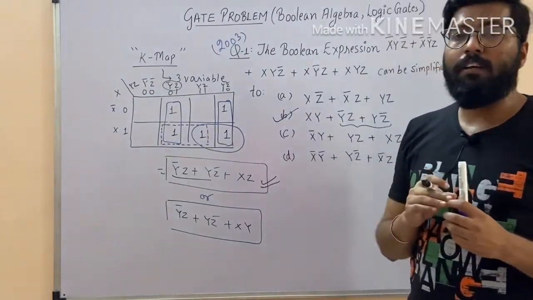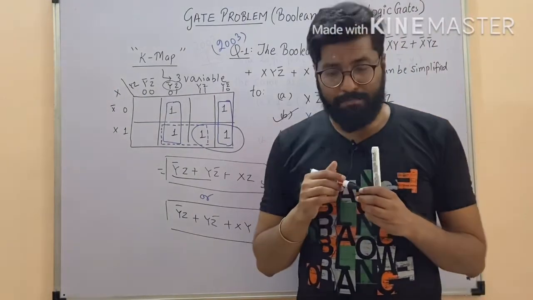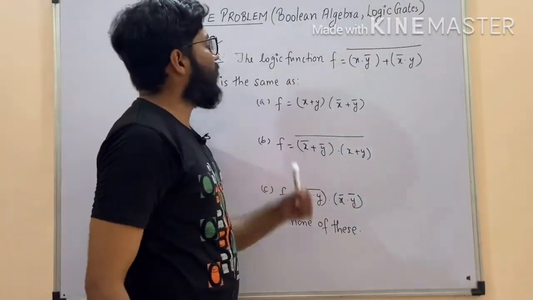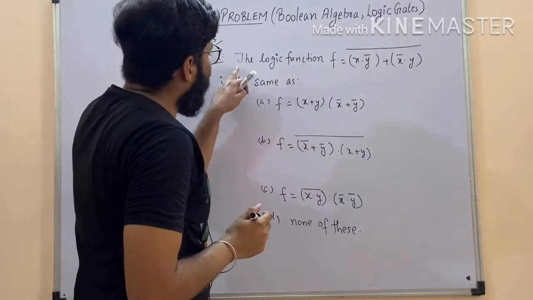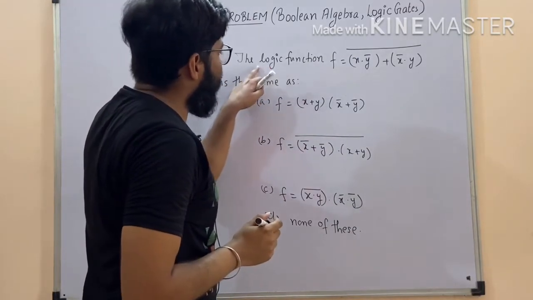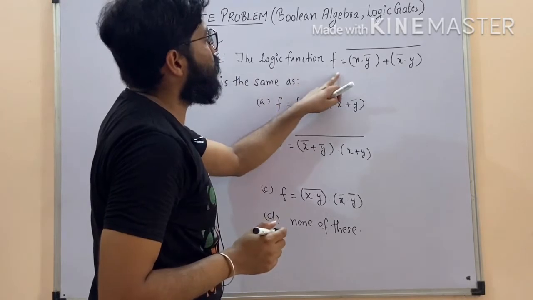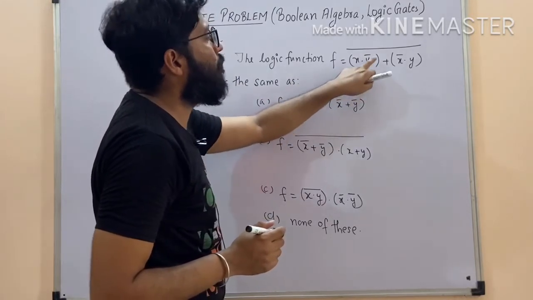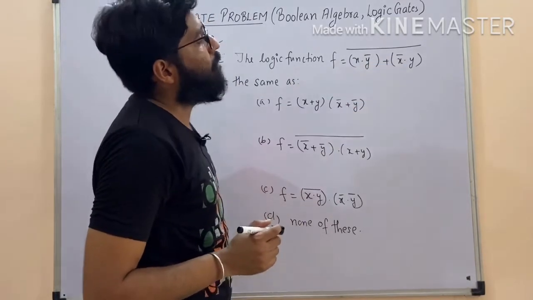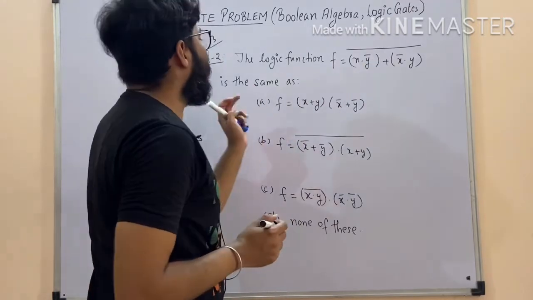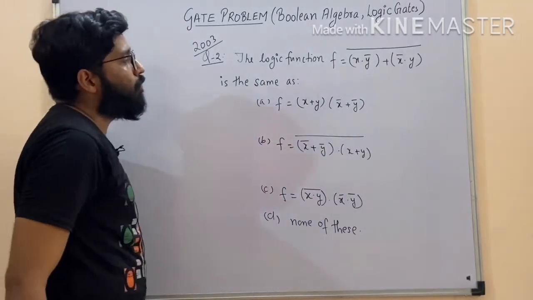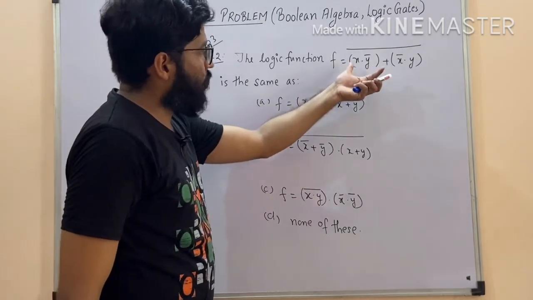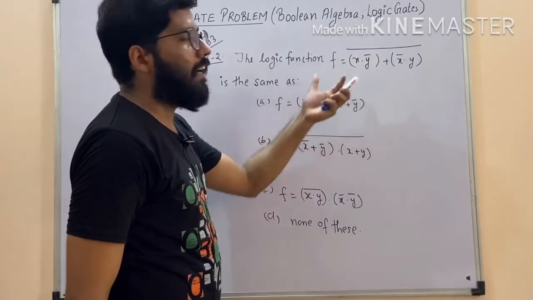Okay, it is clear. Now see the next question. Now consider the second question. This question was asked in GATE 2003. In GATE 2003, the question is given as: the logic function f equals x y complement plus x complement y, to the whole complement, is the same as, options A, B, C, D are there. You have to simplify your logic function and get your answer.